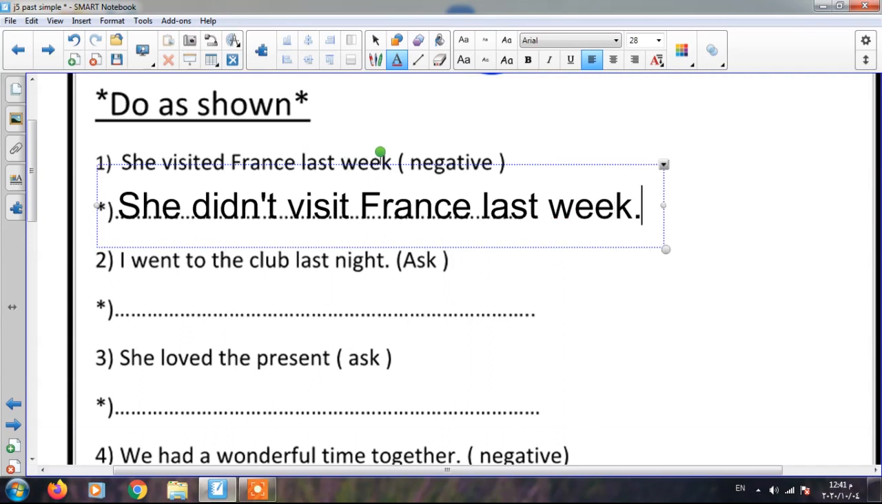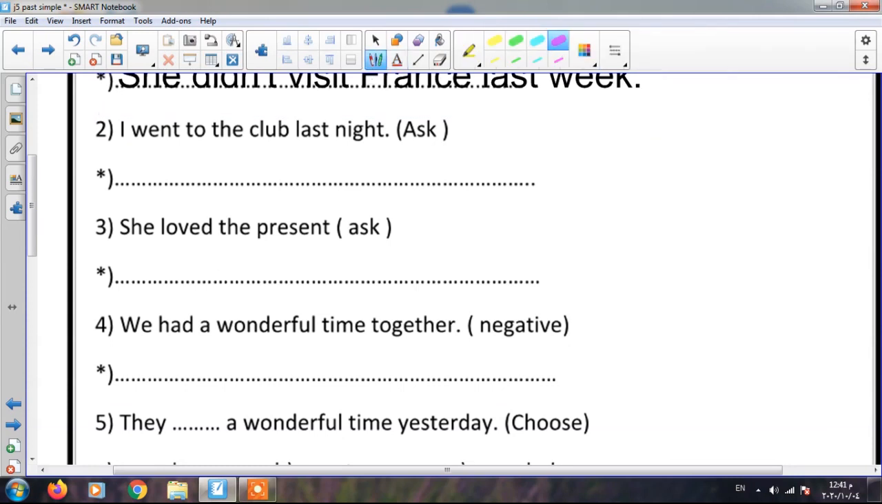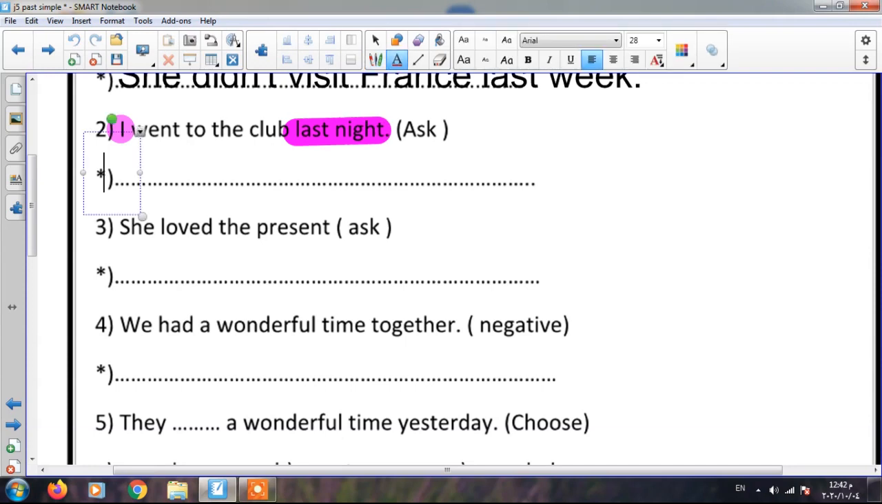Okay, the next one. I went to the club last night. And here he said ask. So before you ask, you have to choose or see the first word. The first word here is I. So is this yes and no or WH? Correct, WH. So which WH word am I going to write? What, when, why, where? So I have to choose the thing. For example, I would choose last night. So to ask about last night I use when. That's correct. So I will write when.